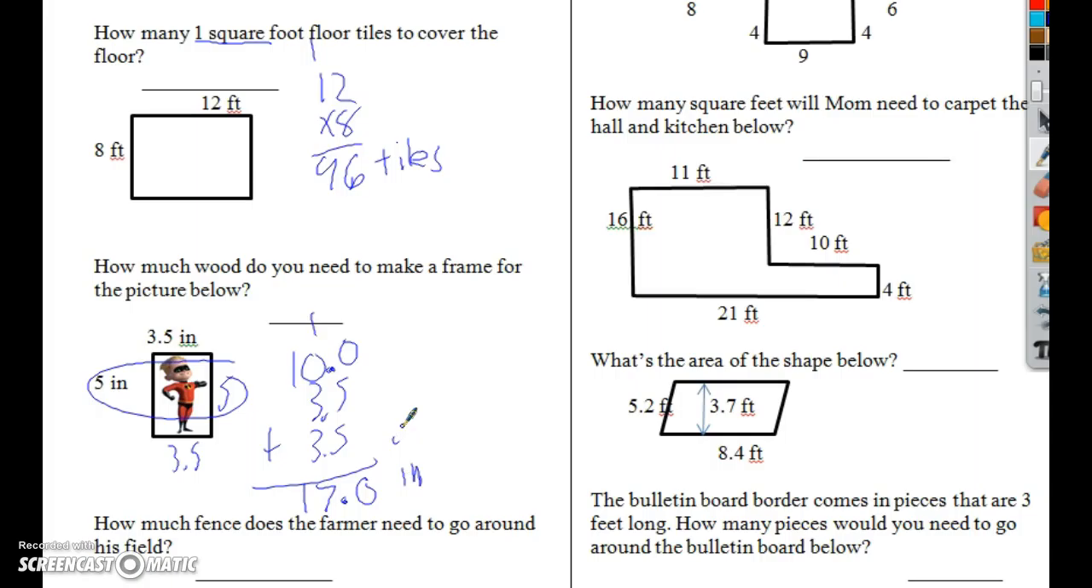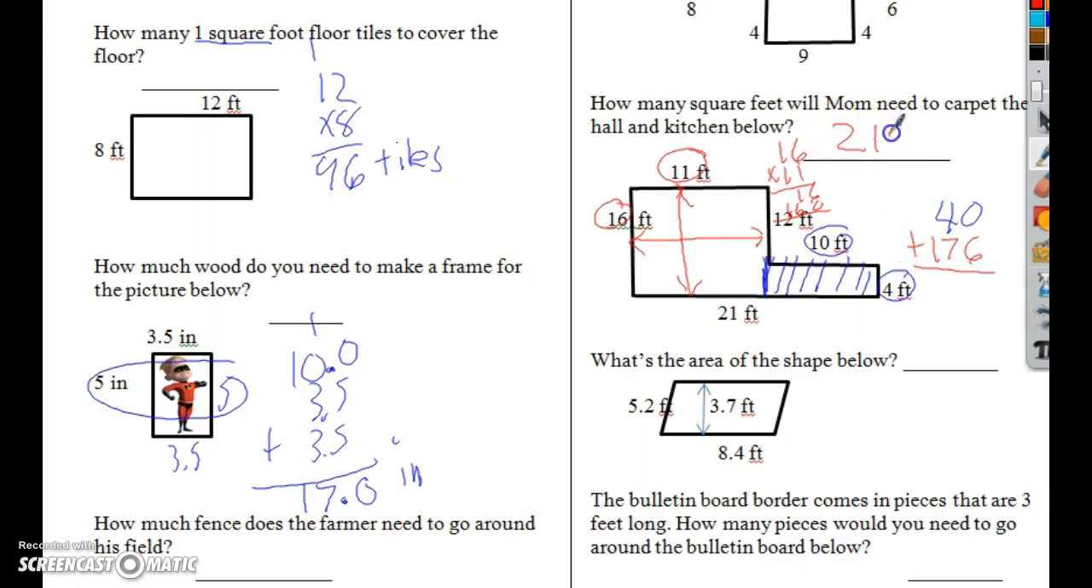How many square feet will mom need to carpet the hall and kitchen below? Okay, if mom's putting carpet down, she wants to cover the entire thing. So I'm going to cut right here. There's my angled part. My angled part is 4 by 10, so there's 40 feet. And the big part in here, going from here to here, that's really 11, and going top down is really 16. So 16 times 11 is going to give me 176 plus 40, 216 square feet mom needs for carpeting.